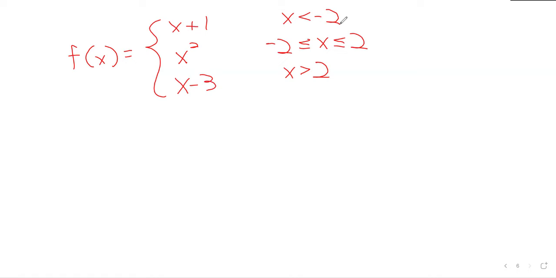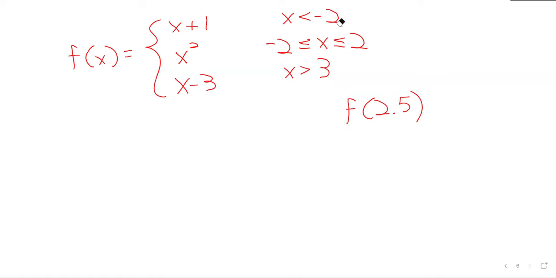Notice that, assuming that our input can be any real number, we have to say what happens for every real number. It would be an issue if we had something like that. Because then you'd ask, well, what's f of 2.5? And you'd have to say, well, I don't know. 2.5 isn't in any of those intervals.